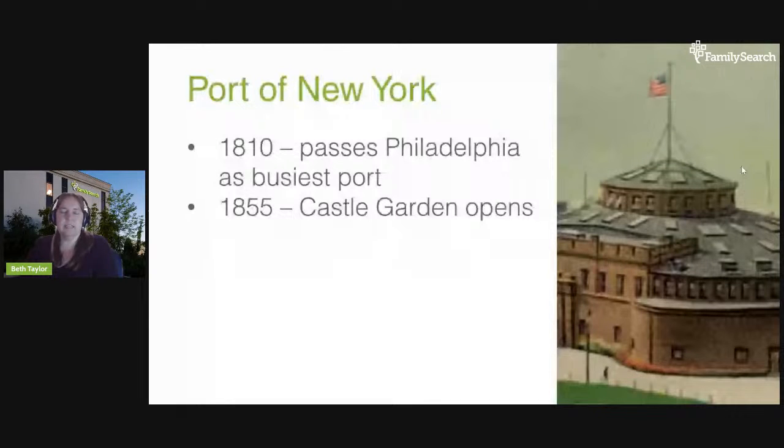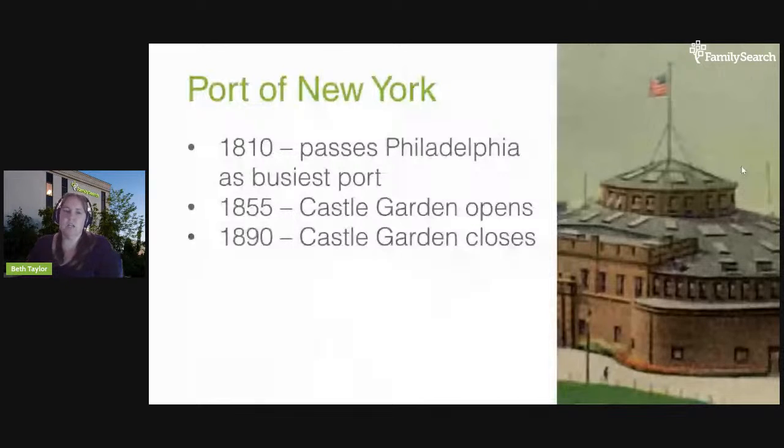However, up until 1855, immigrants just landed at the Port of New York. There wasn't a specific place that they landed at. Obviously you'd have to land at the docks, but there was no inspection station or anything like that. In 1855, Castle Garden opened. It was an inspection station that the state of New York maintained, and it was supposed to help process immigrants and get them going.